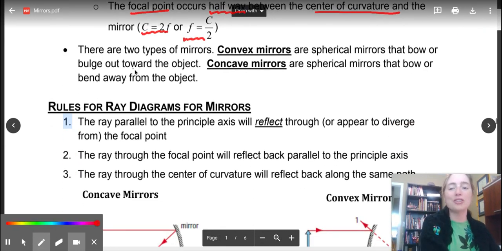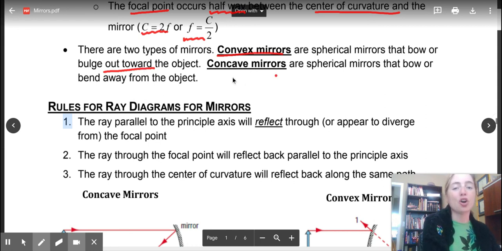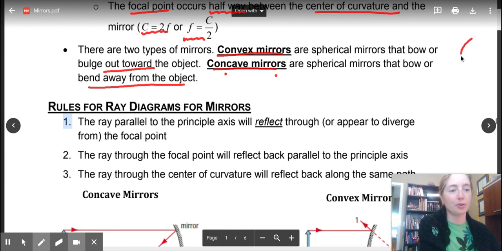So we've got two mirrors we're going to be looking at. Today we're looking at convex mirrors, which are mirrors that are round in shape. They bulge outwards toward the object. And concave mirrors, which bow or bend in away from the object. So here's a convex mirror and there's your object; the light waves would come off here and bounce off that mirror there. Whereas your concave mirrors will look like that, and there's your object, and then the light waves would come off this way and bounce out that way.